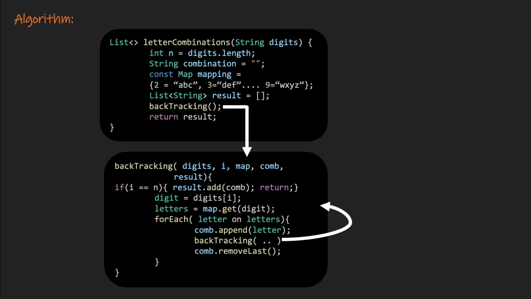If not, we get the letter mapping for the current digit and iterate over each letter mapped to this digit. Now we append each letter one at a time to the combination string, call our backtracking function for the next index, and remove the appended character.